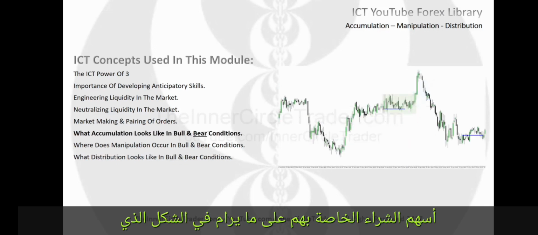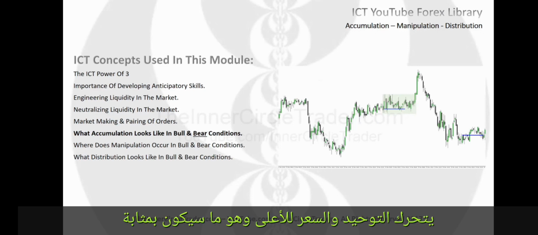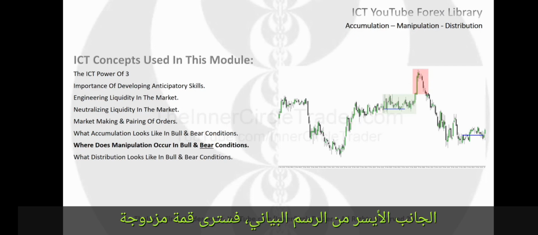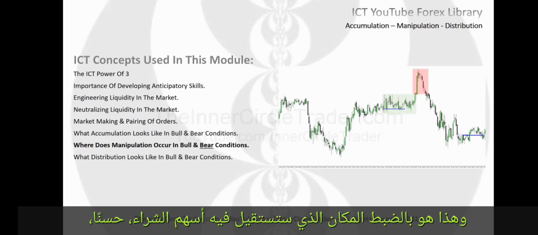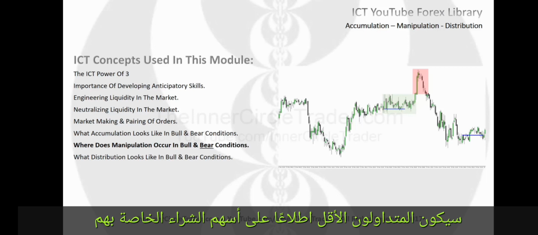Okay, and what does accumulation look like in a bear condition? We have a consolidation and price moves higher, which would be the manipulation. Now, if you look at the left side of the chart, you see a double top. That's exactly where, what? Buy stops would reside. Lesser informed traders would have their buy stops resting above that.